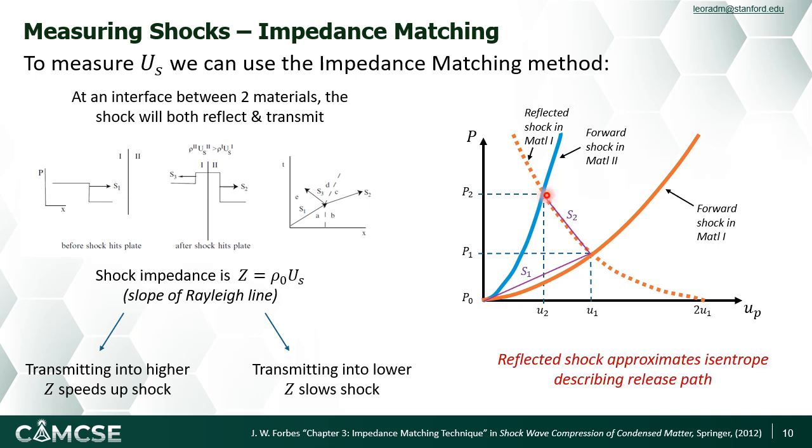So, as I mentioned before, the reflected shock actually approximates an isentrope that describes the release path that we saw a few slides ago, to be able to give us important information about what exactly we're observing here.